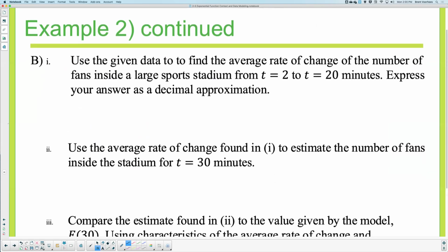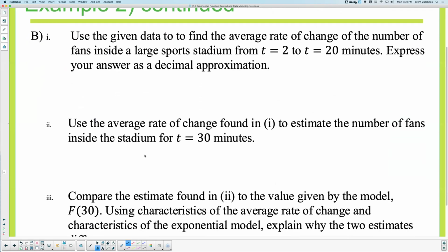It says use the given data to find the average rate of change. What is average rate of change again as an acronym? AROC. Okay. I'm going to first write out our formula. AROC, the formula of AROC is what? Delta Y, change in Y, over delta X, change in X.